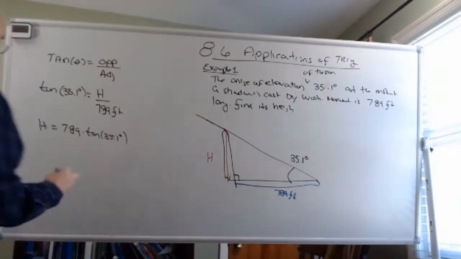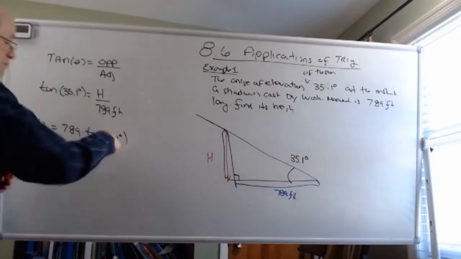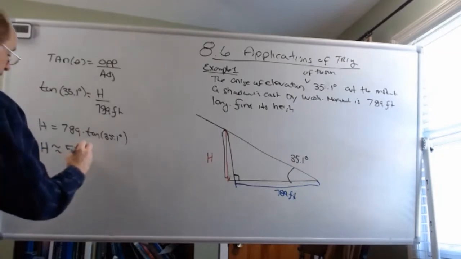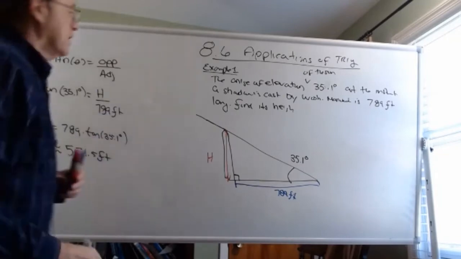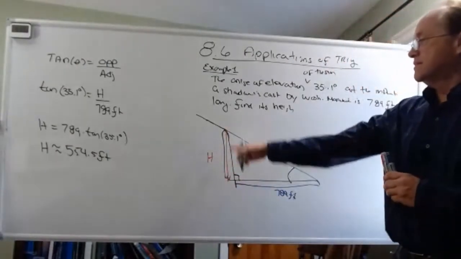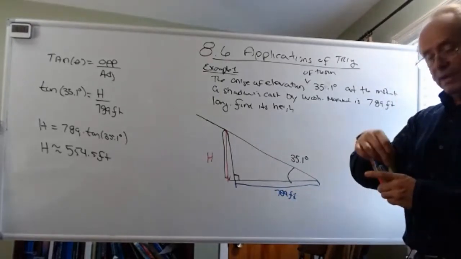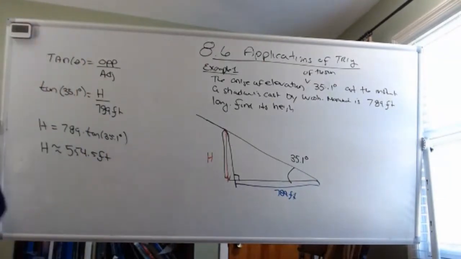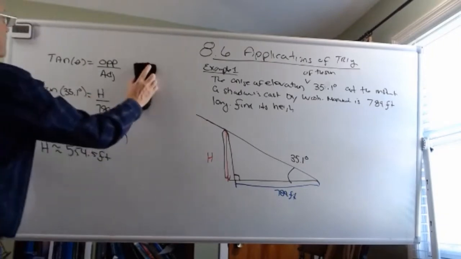Plug that into your calculator, making sure it's set for degree mode, and h is approximately equal to 554.5 feet. And there's an estimate of the height of the Washington Monument, just using some simple trig. Instead of having to measure the entire length, you could use existing things in nature and what we know about solving triangles. Okay, let me give you one to try, a similar one but slightly different, and see if you can figure it out.